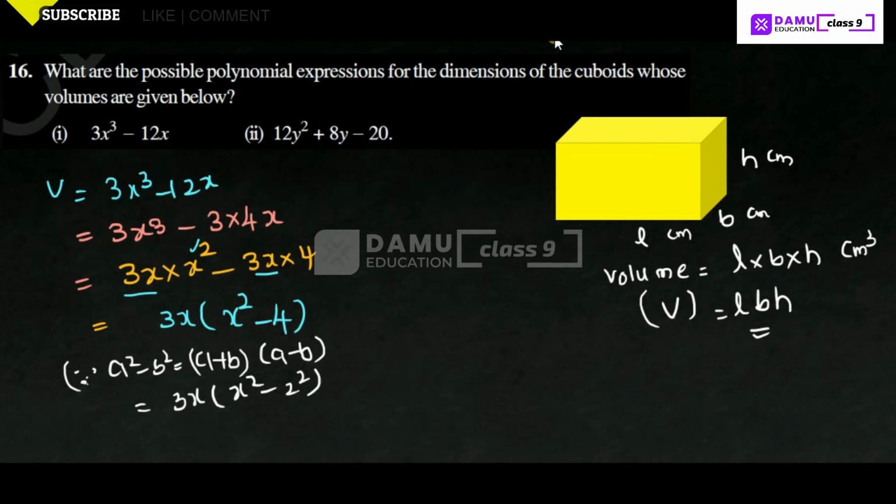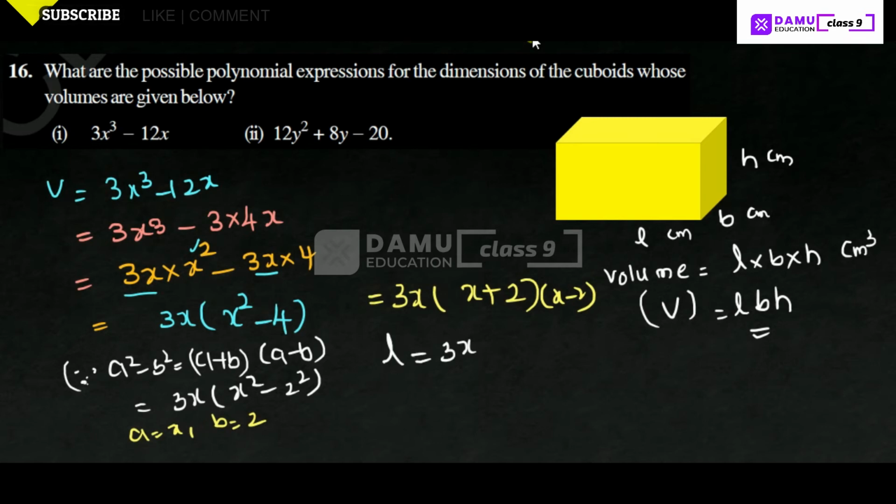So here a is equal to what? Here a is equal to x and b is equal to 2. So let's write here: 3x into a plus b into a minus b, that is x plus 2 into x minus 2. So the length is equal to 3x, the breadth will be equal to x plus 2 and the height will be equal to x minus 2. So it is in the format of L, B, H; volume will be equal to LBH.